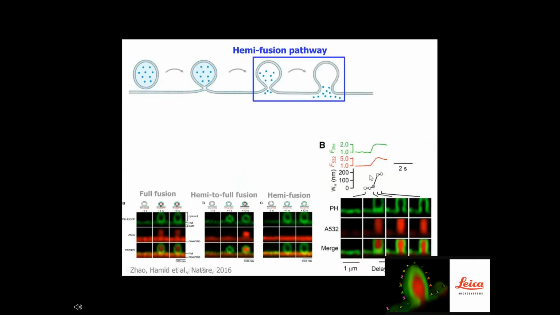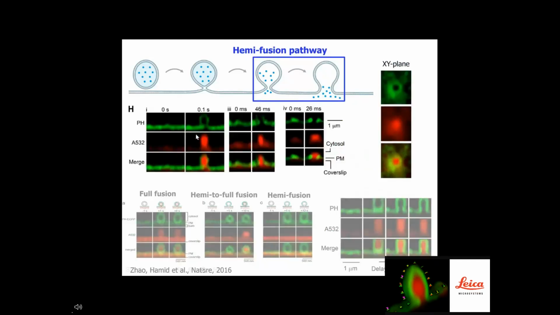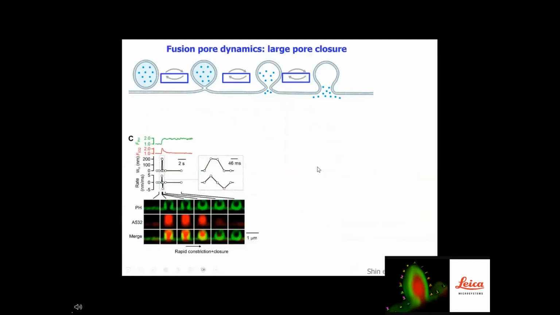After the hemi to full fusion, we sometimes see fusion pore expansion, as shown here in this example. And this shows you that the fusion pore expansion could be really fast and beyond our resolution: 0.1 seconds, 46 milliseconds, or even 26 milliseconds, we see the rupture of the fusion pore here. The fusion pore shape will be oval or round. If we cross the fusion pores perpendicular to the screen here, we'll see this oval shape of the fusion pore.